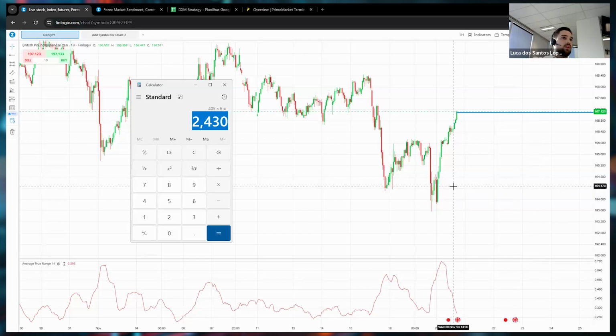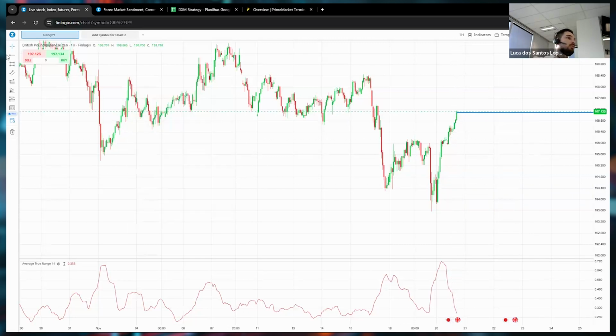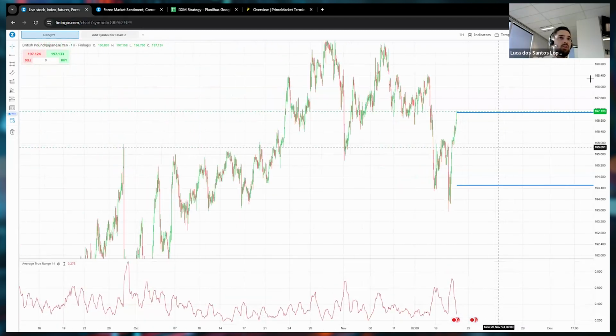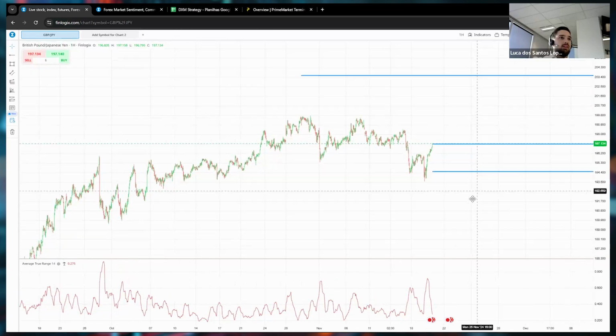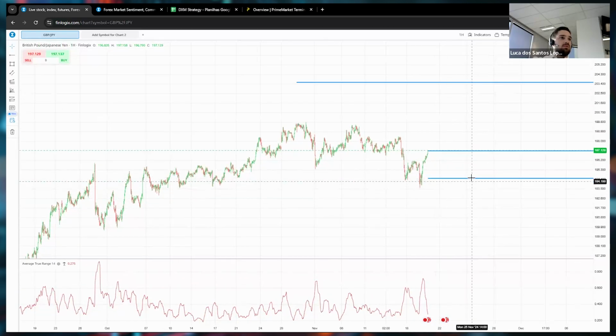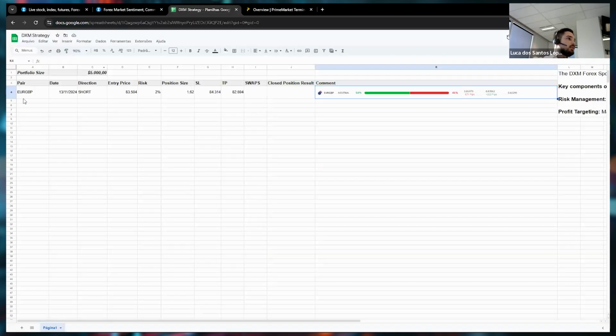So our stop loss should be at 194,500. Perfect, there we have a trade. Definitely is a 1, 2, 1, 2, 3. So basically it's a 1 to 2.5, right? Nice one. Let's go for GBP JPY.